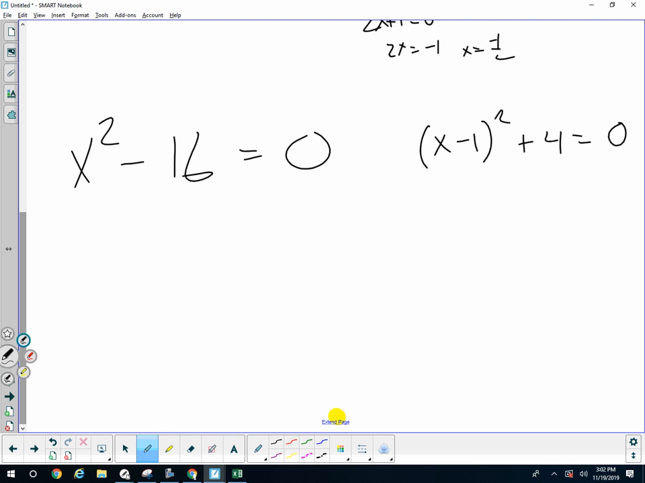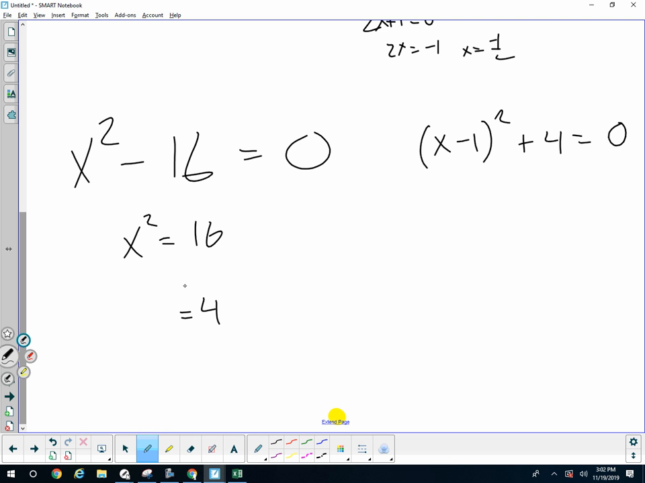We could factor this if we wanted to. But now there's an alternate way to solve this. Who remembers from last class what we could do to solve x squared minus 16 equals 0? Add the 16 to the other side to isolate the x squared. How do I get x by itself if x is being squared? Square root.